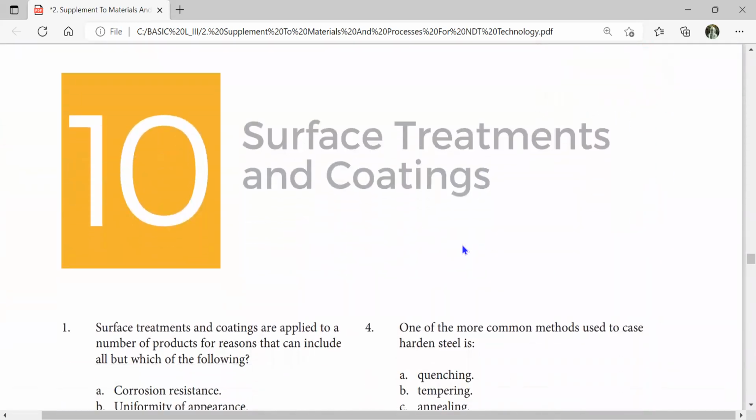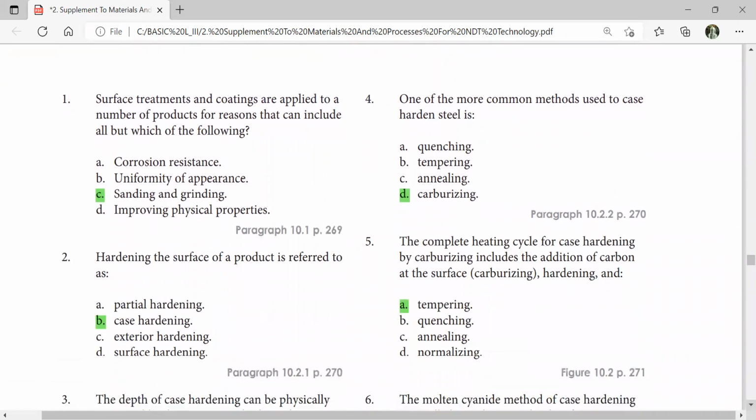Then, surface treatment and coatings. Surface treatment and coatings are applied to a number of products for reasons that can include all but which of the following: corrosion resistance, okay; uniform appearance, okay; improving physical properties, okay; sanding and grinding. Surface treatment has nothing to do with sanding and grinding.